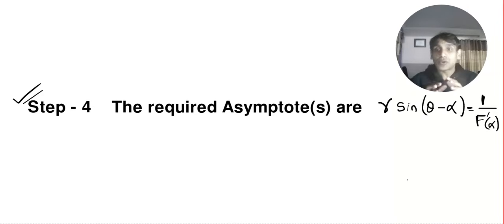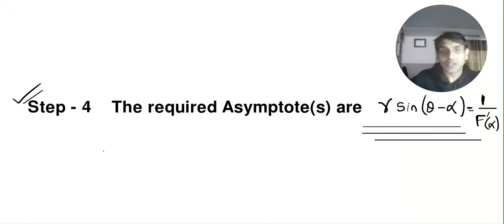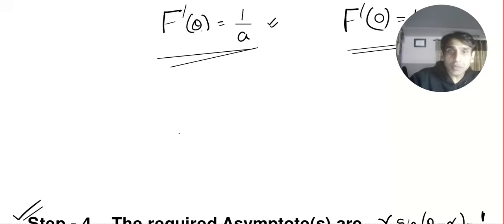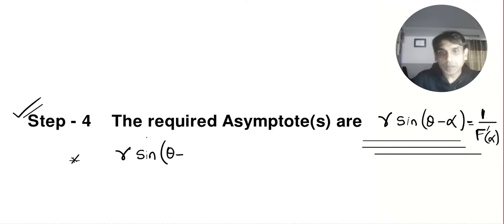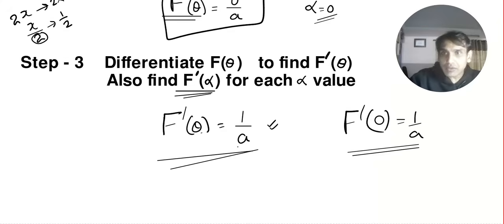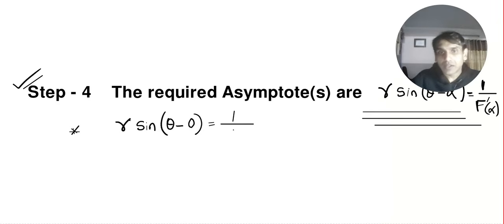In step number 4, we have the direct formula to write the asymptote. So the asymptote is like r sine theta minus, do you still remember we found alpha to be 0 degree or 0 radian, is equal to 1 divided by, just now we found the value of the 1 by a. Now simplify till it looks good. That is r sine theta is equal to a.